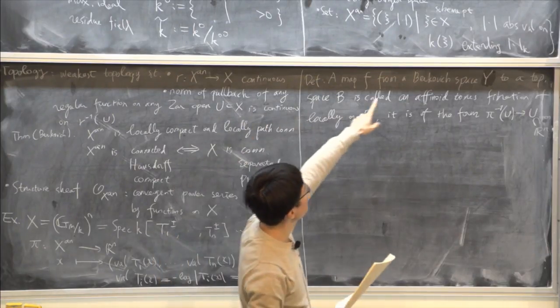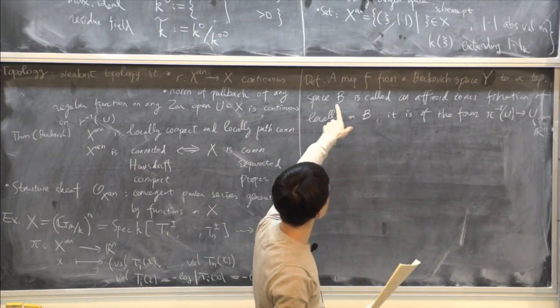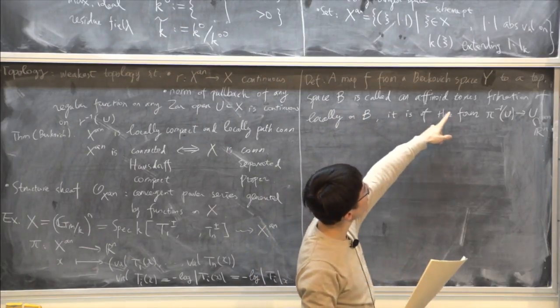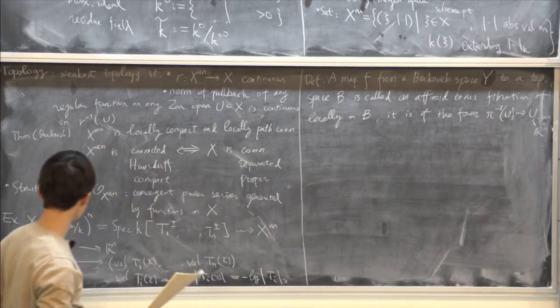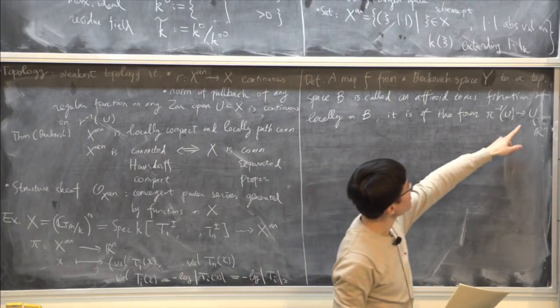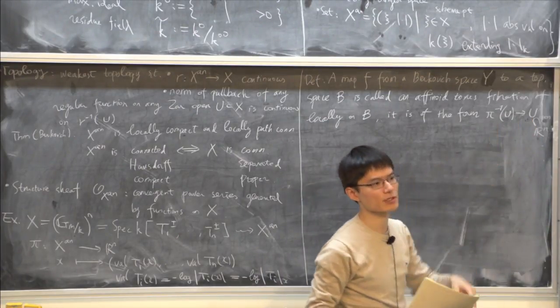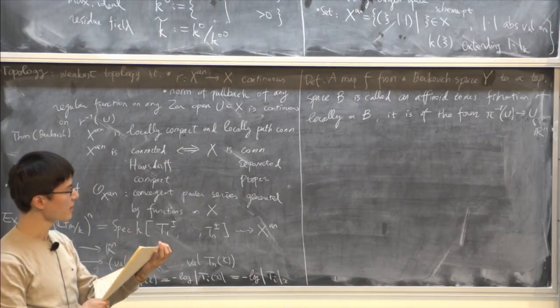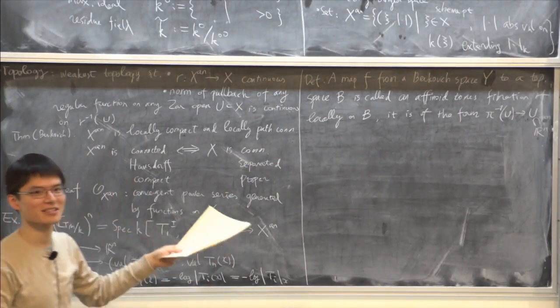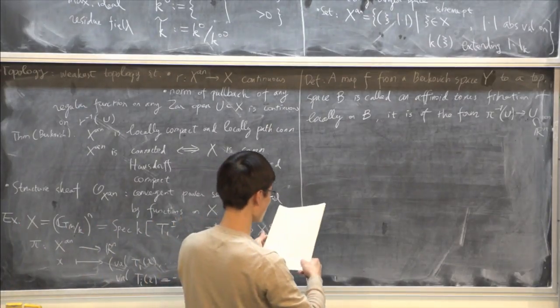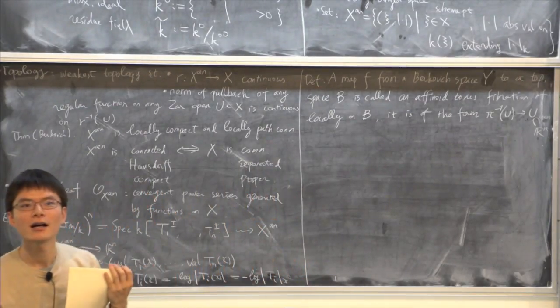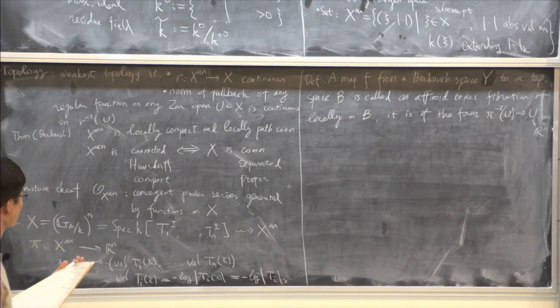I define a map from a Berkovich space Y to a topological space B. Such a map is called an affinoid torus fibration if locally on B, it is of the form this pi. So we take U open in R^n and its pre-image. I hope this now answers the question of Alex on Monday about what an affinoid torus fibration is. It's just as simple as this example. So now that's the torus. It's built out of gluing such things.